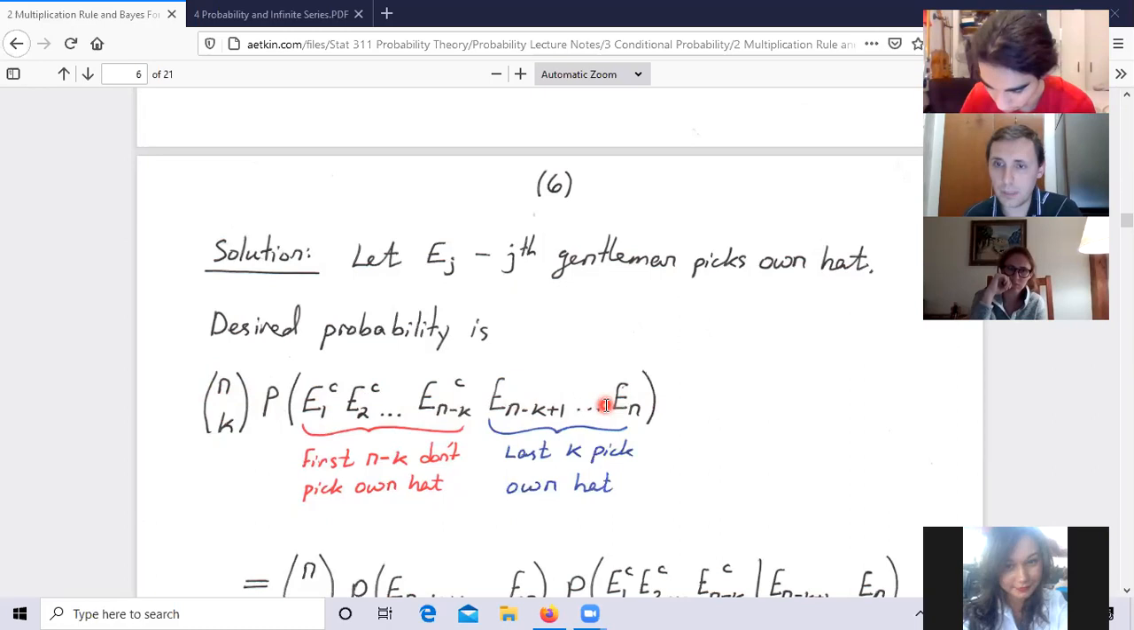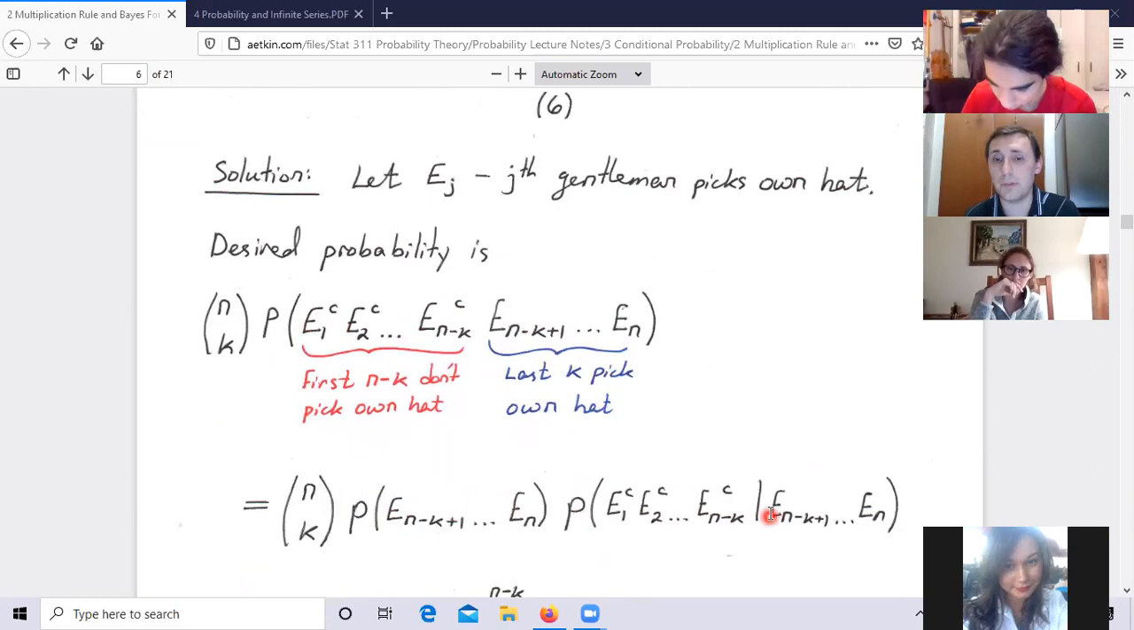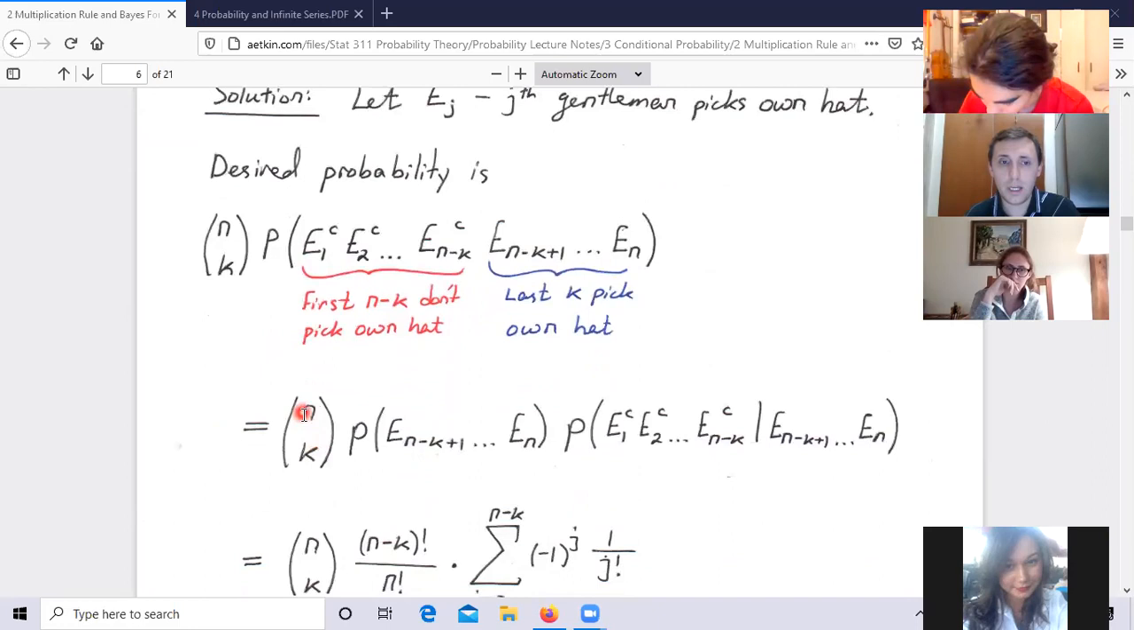So then I can do it by conditional probability, actually using it twice. All right, so how do I do it? It's this N choose K from before.